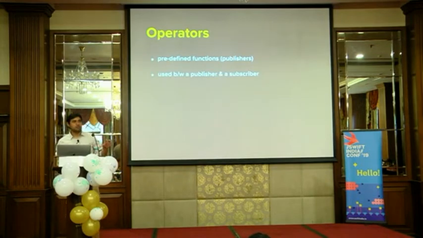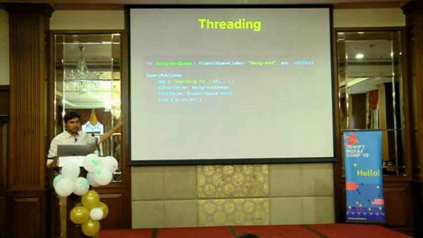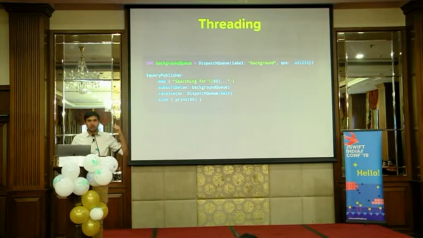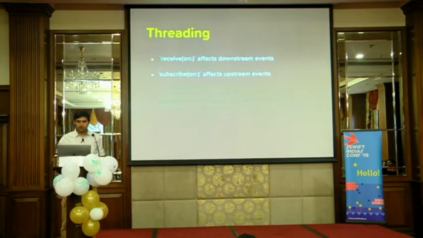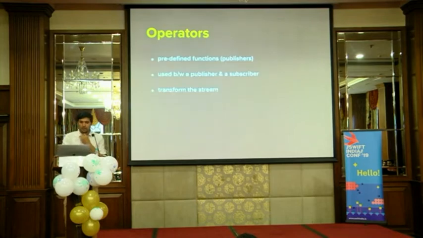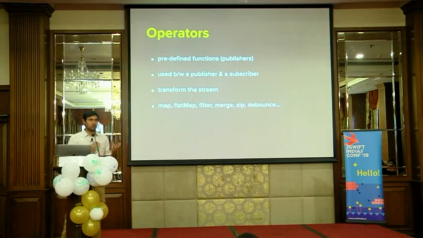And generally, you find operators between a publisher and a subscriber, right? If you look at this example, the first one is a publisher, the last one is a subscriber, and in the middle you have this map function. That's what an operator is. An operator transforms your stream so that you get the actual value you want, right? Cool. So they transform the stream the way you want. Common examples of operators are map, FlatMap, filter, merge, zip, debounce. They're like small packets of functionality that you can use very quickly on your stream as you go along.